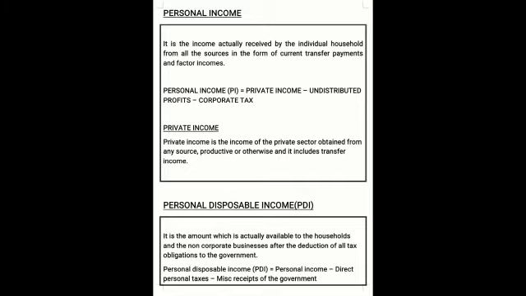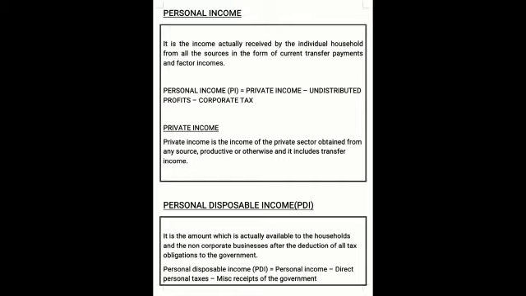What is undistributed profits? Undistributed profits is the earning of a corporation which is not paid to the investors in the form of dividend. So we get personal income: personal income is equal to private income minus undistributed profits minus corporate tax.